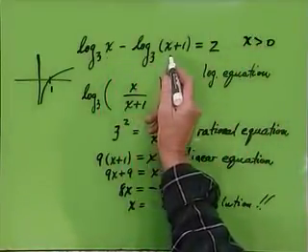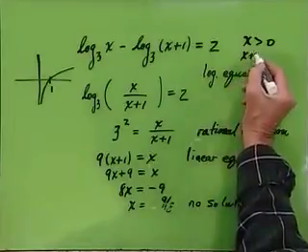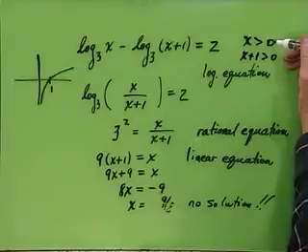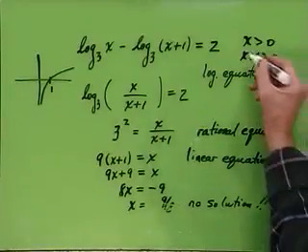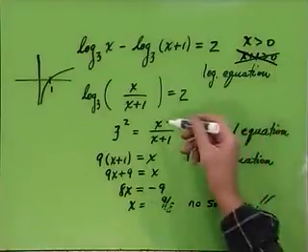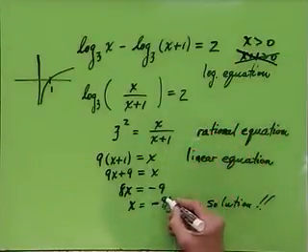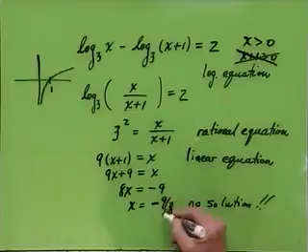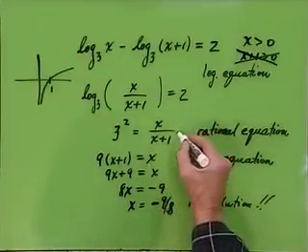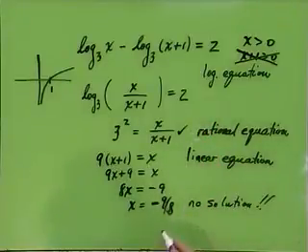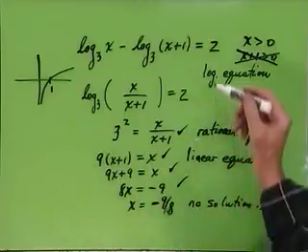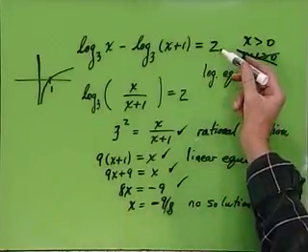And I was also assuming that x plus 1 was bigger than 0. Well, it turns out if x is bigger than 0, x plus 1 has to be bigger than 0. So this really wasn't of any consequence in this problem. So if I come up with any number down here that is negative, I have to throw it away. It's a solution of the rational equation, and it's a solution of all the linear equations all the way down, but it wasn't a solution of the original logarithmic equation.